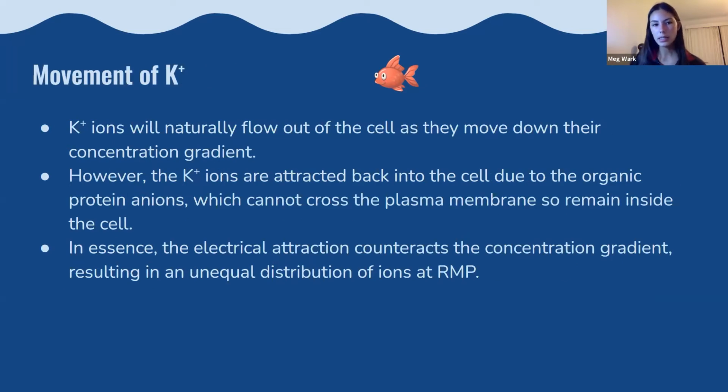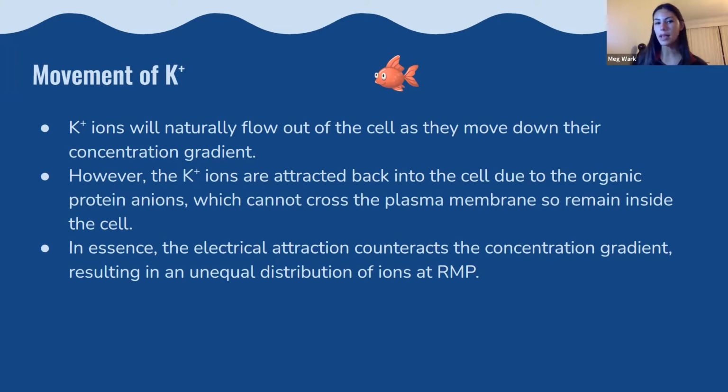And that's because we're going to discuss the movement of all the different ions now. Beginning with potassium ions, they will naturally flow out of the cell because they're 40 times more concentrated inside the cell. And as any type of substance would, it wants to move to the area of lower concentration. So naturally they will flow from inside to outside of the cell.